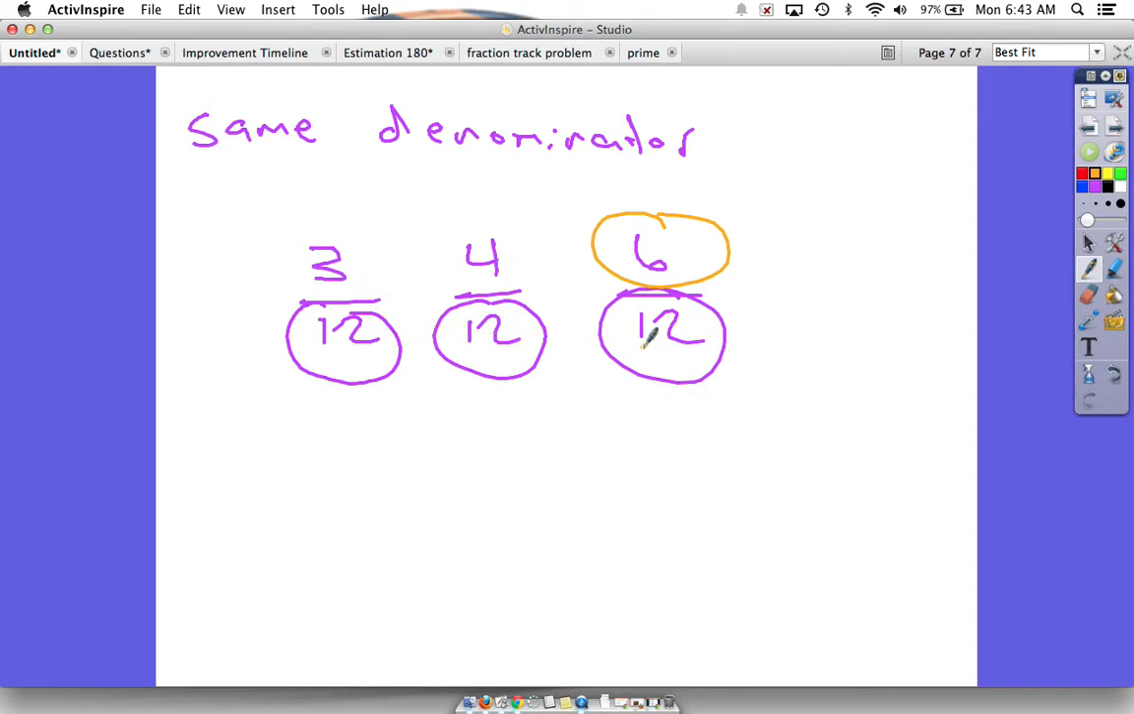If we have the same bottom number, we have the same amount of pieces, the same size pieces, so we just want to decide, well, which do we have more of? 6/12 would be more than 4/12, and it would be more than 3/12.